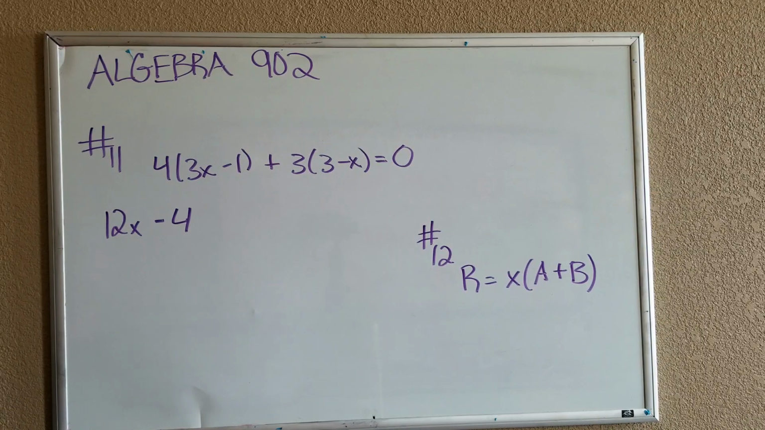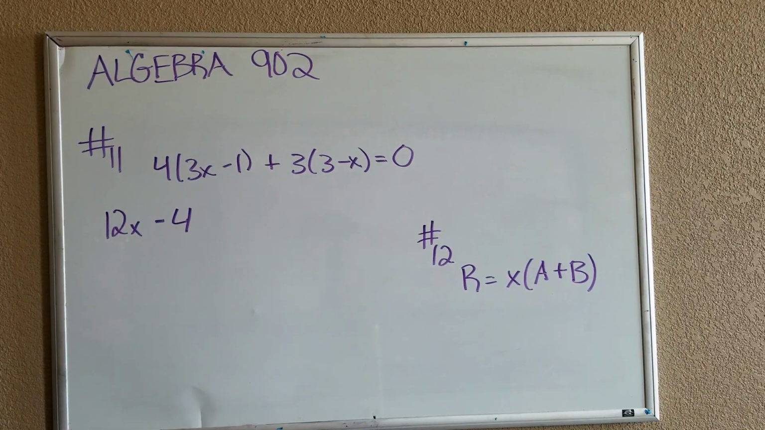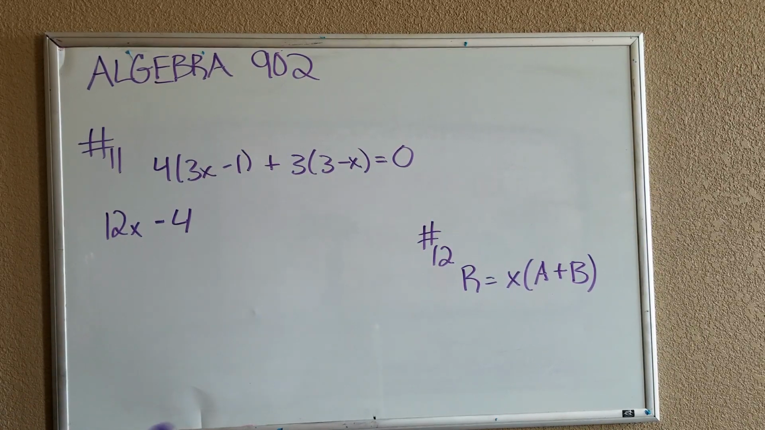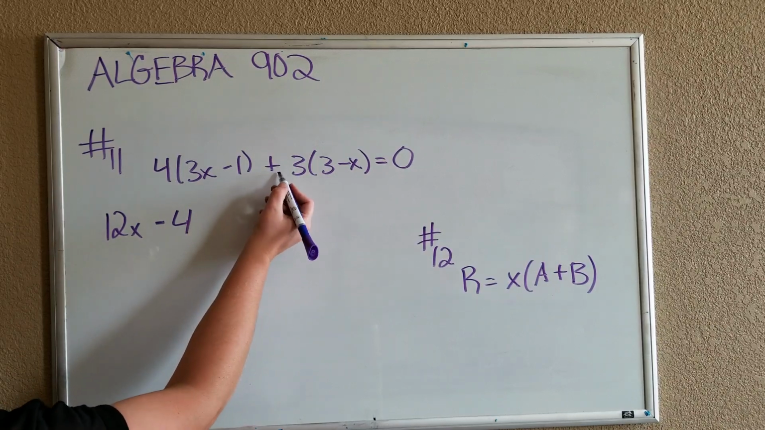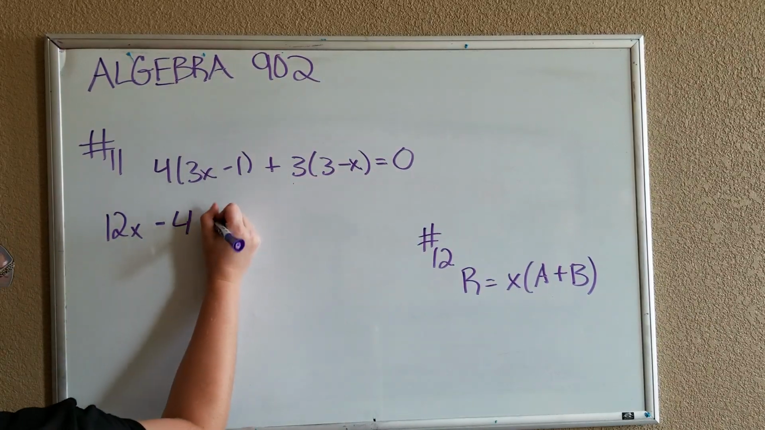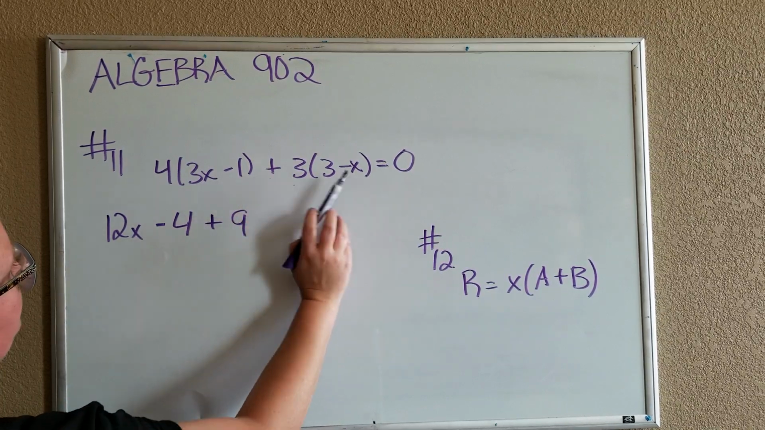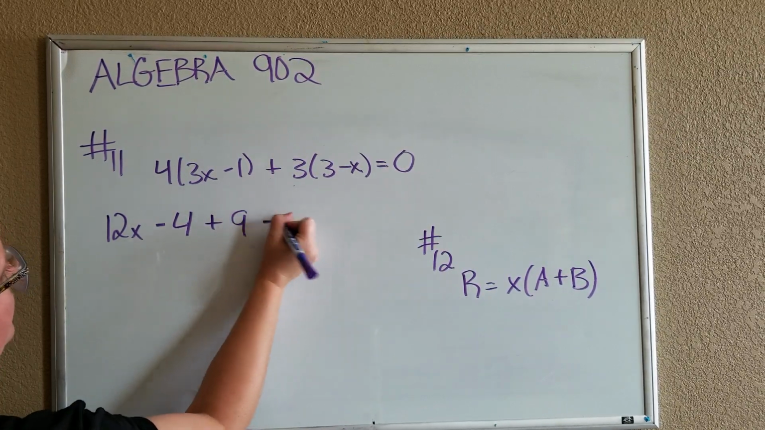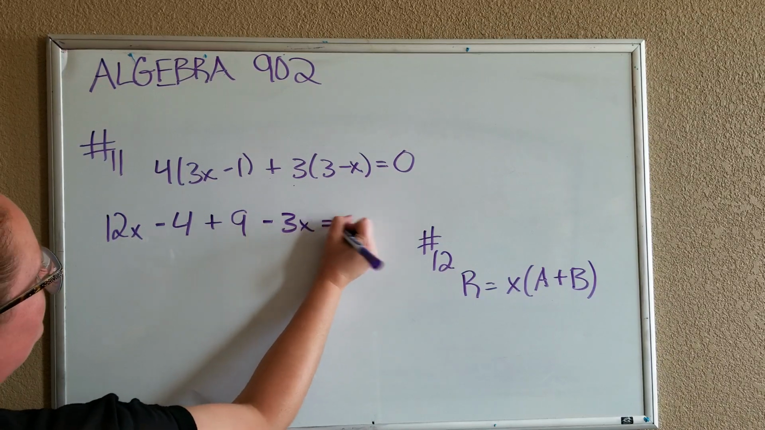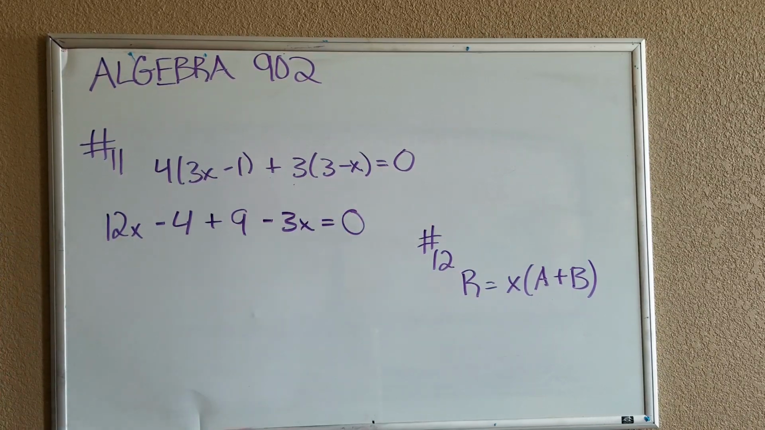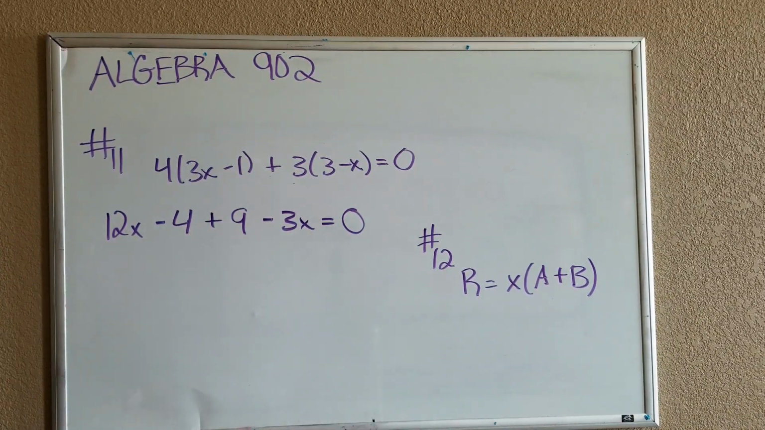And I encourage you to have a pencil and paper out and be writing each of these with me so that you know how to do it. All right, then next we have 3 times 3, which is 9. And then 3 times a negative x, so a positive times a negative gives you a negative 3x equals 0. So again, on this side, we're going to combine all our like terms.